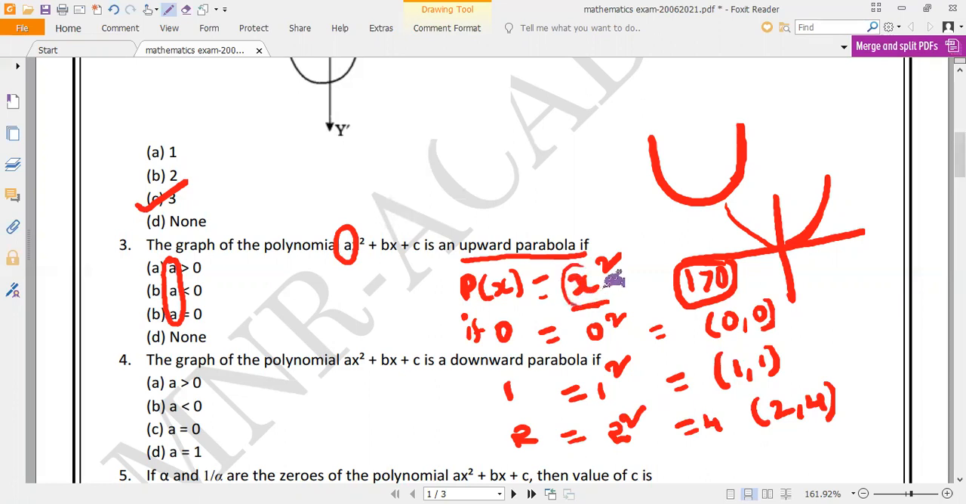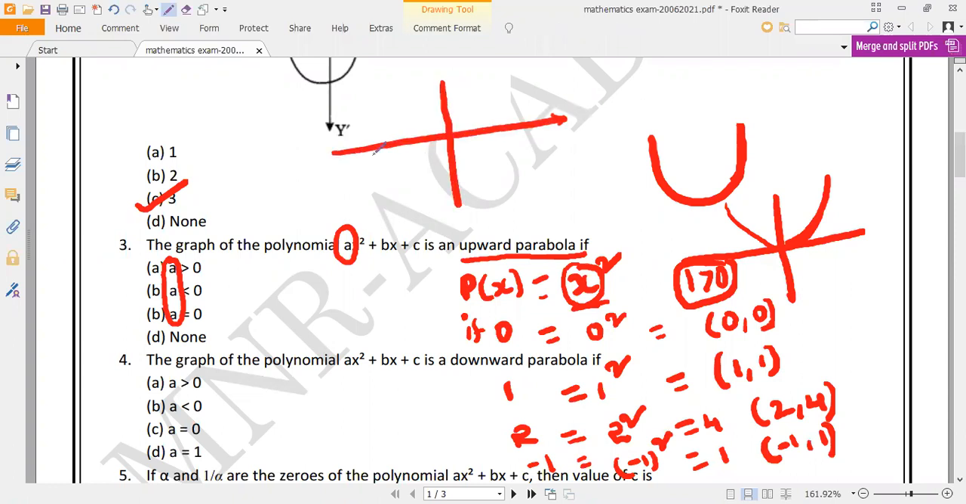In place of x, you can substitute the values. Suppose if x equal to minus 1, what is the value? Minus 1 whole square is 1. So minus 1 comma 1. Plot the graph. Suppose this is the x-axis. Intersection point is 0 comma 0. Next points 1, 2, 3, minus 1, minus 2.